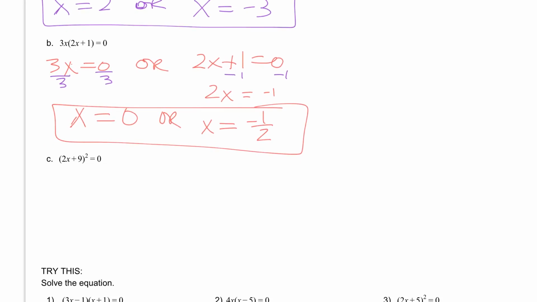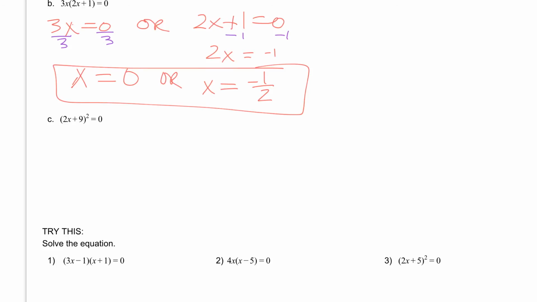We have one more that we're going to do together, and then I'll let you try a few on your own. In letter C, we have 2x plus 9 squared equal to 0. Well, 2x plus 9 squared just means we have 2x plus 9 and another 2x plus 9, which means they're going to give us the same answer. So all we really have to do is take the 2x plus 9 by itself and set it equal to 0. To solve this, we would subtract 9 from both sides first, and we get 2x equal to negative 9, and then divide by 2. And we get x is equal to negative 9 over 2.